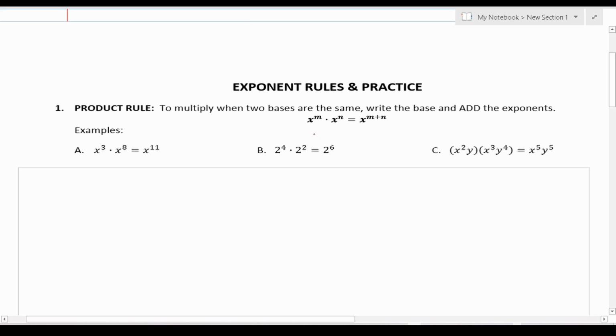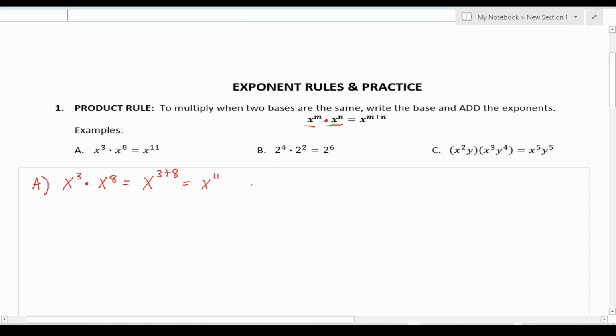So as you can see here, we have x to the m times x to the n, which have the same base of x. In order to do this, since they're multiplied by each other, you simply just add the exponents. So that becomes x to the m plus n. All right, I'm going to go ahead and work out all these examples for you. For this first one, we have x to the third times x to the eighth. And according to the product rule, we write the base of x and then we add the exponents. So 3 plus 8, which of course is 11.